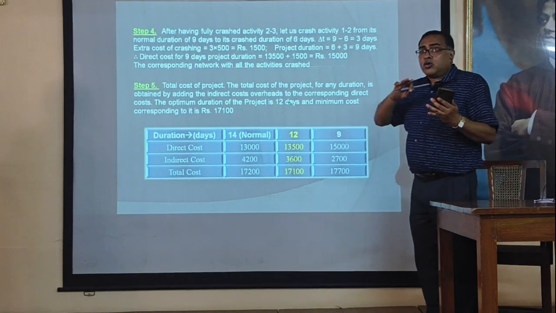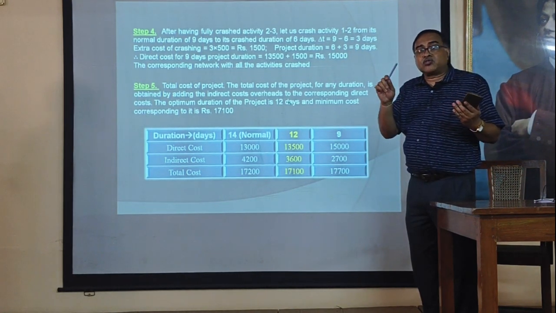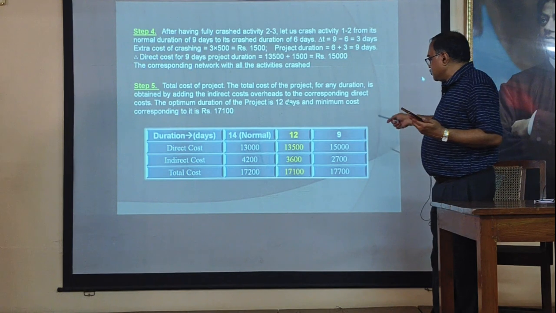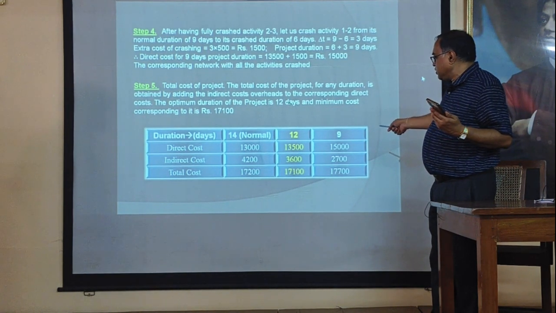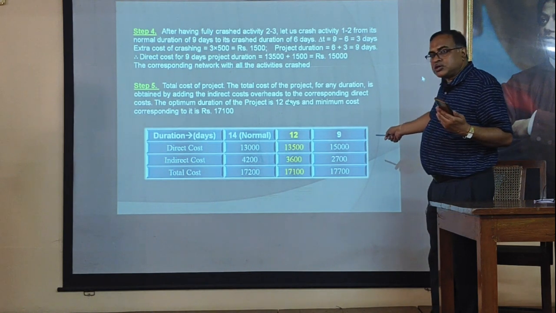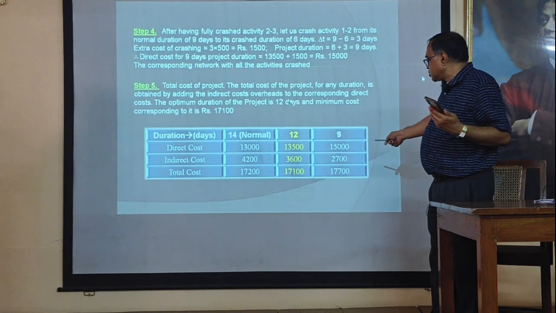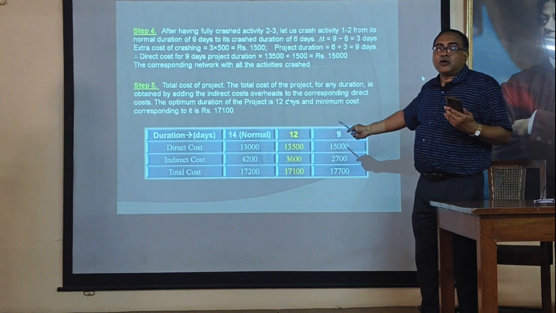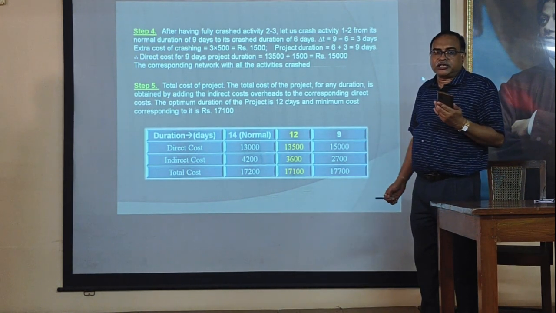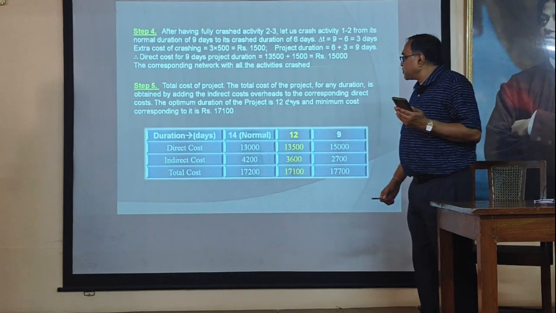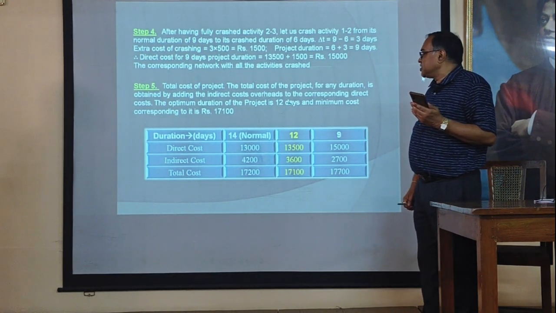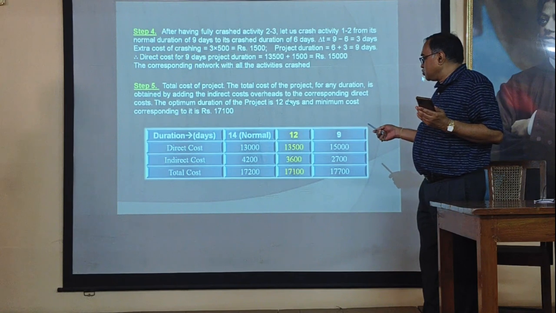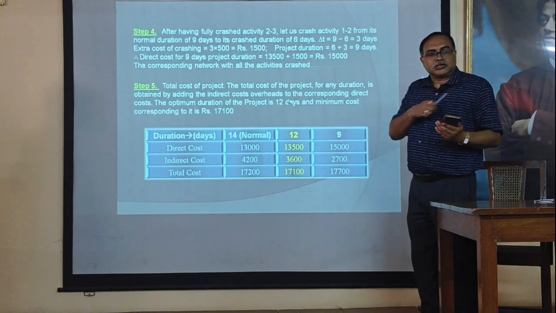Okay. For the activities 1 and 2, both activities are crashed, and for 9 days of work, our direct cost should be 15,000, then indirect cost should be 2,700 for 9 days, and total cost should be 17,700. This is our optimum case, which is given in our yellow shaded data. So our optimum project duration is 12 days, and corresponding to it, total cost of the project is the minimum, and its value is 17,100.